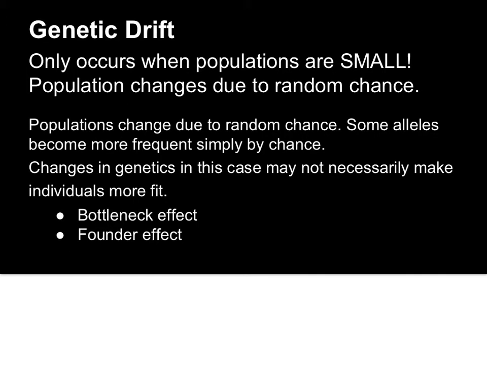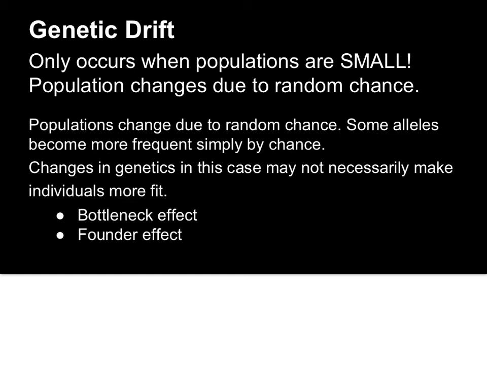Okay, so genetic drift. This is going to happen when populations are small. When we have a small population, it's usually either due to a mass die-off of the population, or if an individual or group of individuals move from a certain environment to another that's isolated, this can also happen. So populations can change due to random chance, and some alleles are going to become more frequent simply by chance.